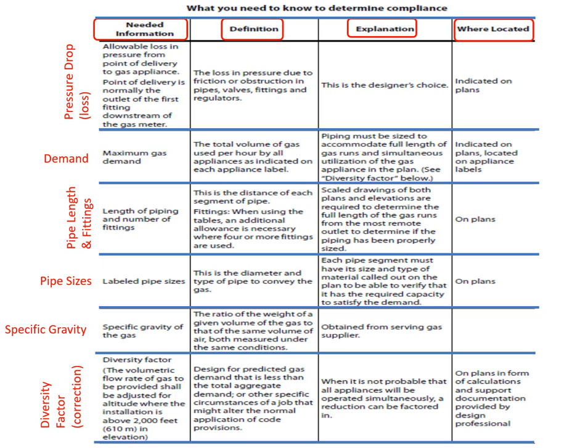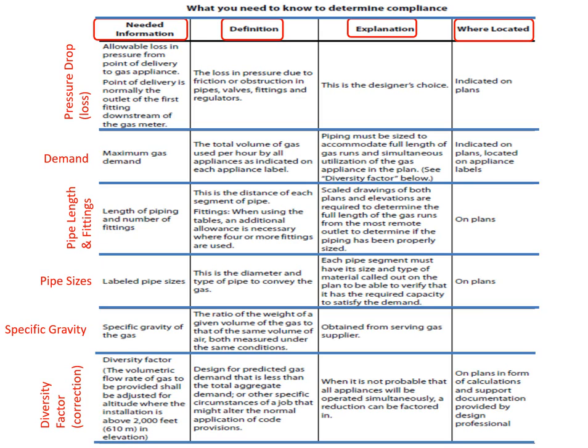Next is pipe length and fittings. Length of pipe and number of fittings. The definition, this is the distance of each segment of pipe. When it comes to fittings, when using the tables for designing gas piping system, if applicable, any additional allowance is necessary where 4 or more fittings are used. There's different procedures that the designer may want to use instead of tabular values. Calculations are available as well.